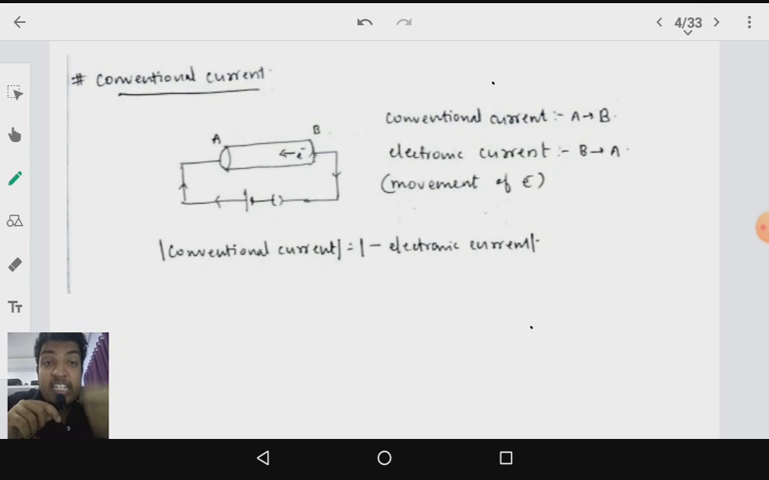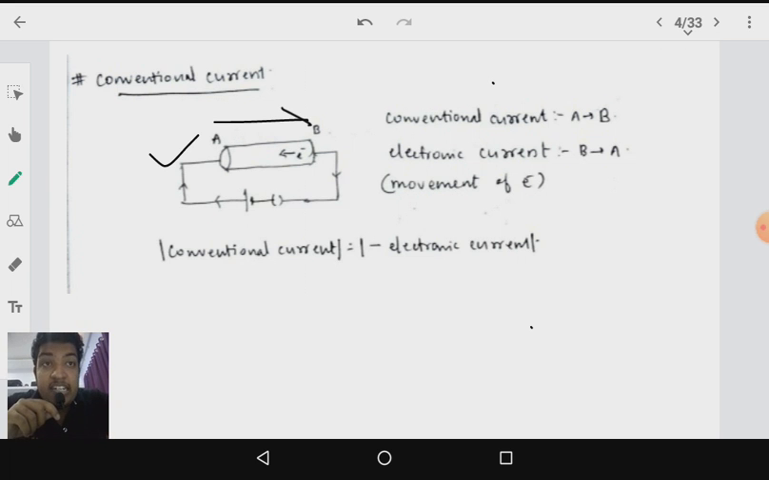Now, what is the direction of current? Here I have taken a cylinder-shaped conductor AB. Let us assume that the electron is moving from the end B towards the end A. If electrons are moving from B to A, what will be the direction of my current? The current will be opposite to the direction of electron flow.